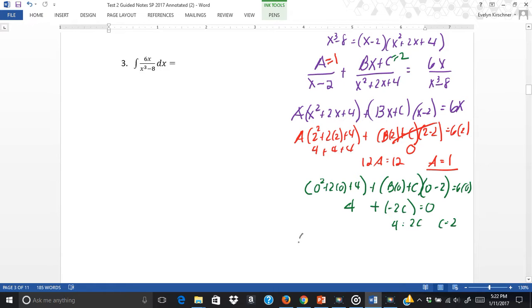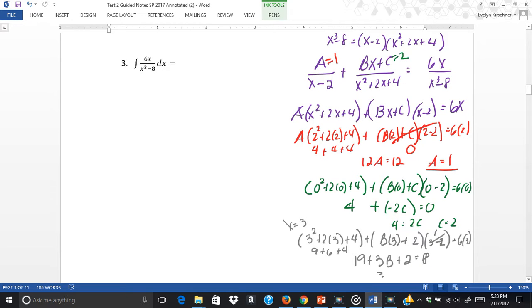So I have a is 1 times 3 squared plus 2 times 3 plus 4, plus b times 3 plus c, which is 2, times 3 minus 2, equals 6 times 3. So that becomes 1. That's why I pick 3. I have 9 plus 6 plus 4, which is 19, plus 3b plus 2 equals 18, or 3b is negative 3, so b is negative 1. So now I have my 3 values. I'm going to write my fractions, and I'm going to show my decomposition and solve.